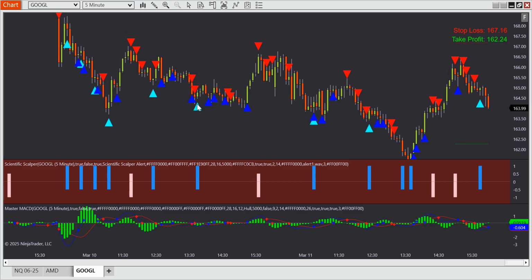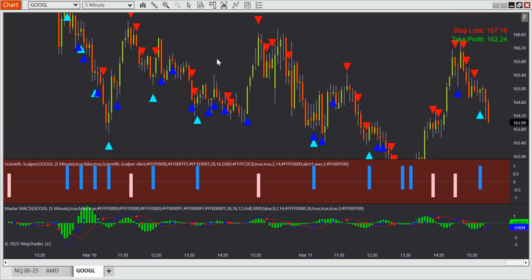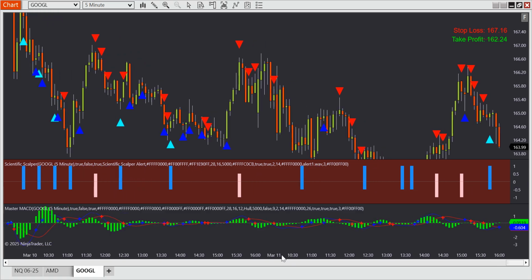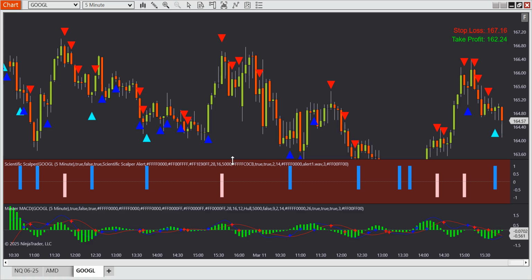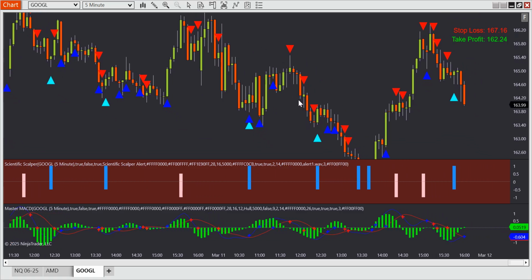And of course, this one paints its own buy signals as well, as we can see here. But one thing that I have found to work well with the Master MACD, along with the scientific scalper, is looking for a cross of the MAs in the Master MACD, lining up with the scientific scalper signal. And so that happens just a couple candles, actually right here, after we have the scientific scalper indicating a sell. Of course, we see this great movement down.